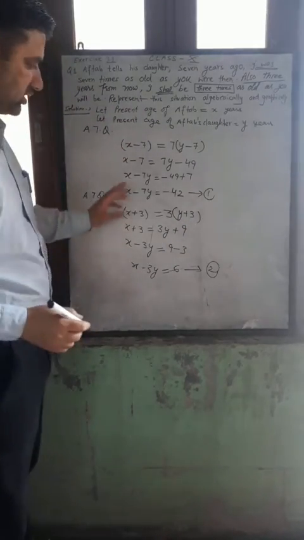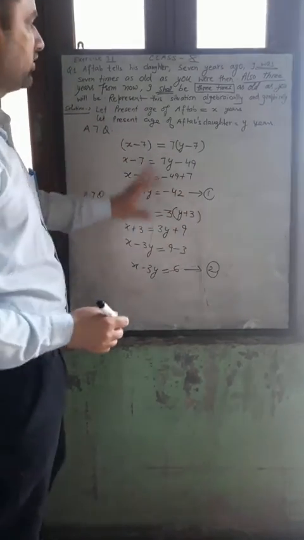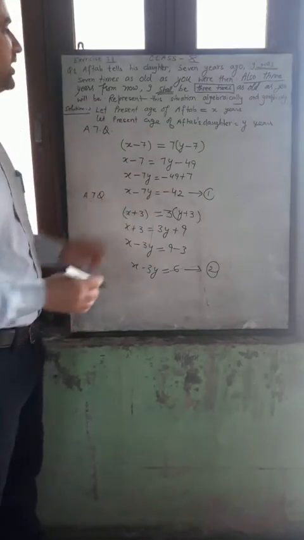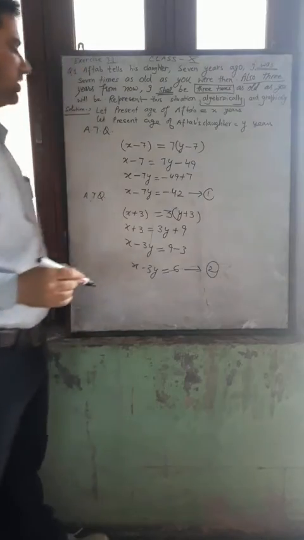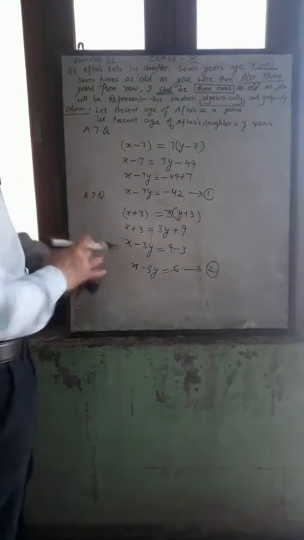Now these equations 1 and 2 are collectively known as the algebraic representation of the situation. Okay.